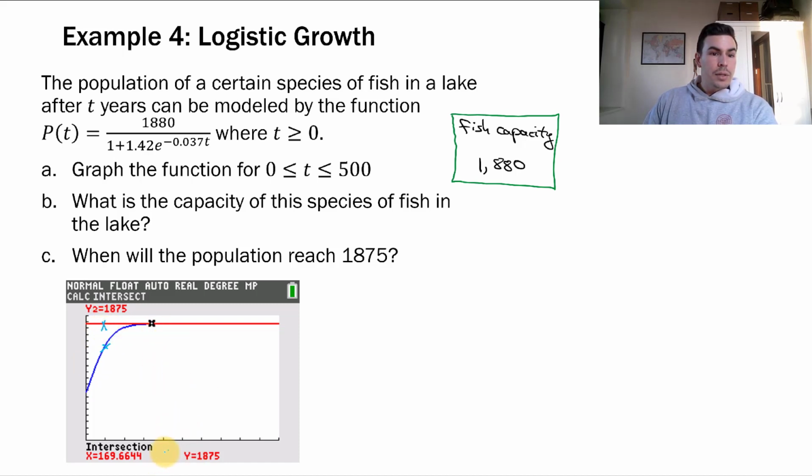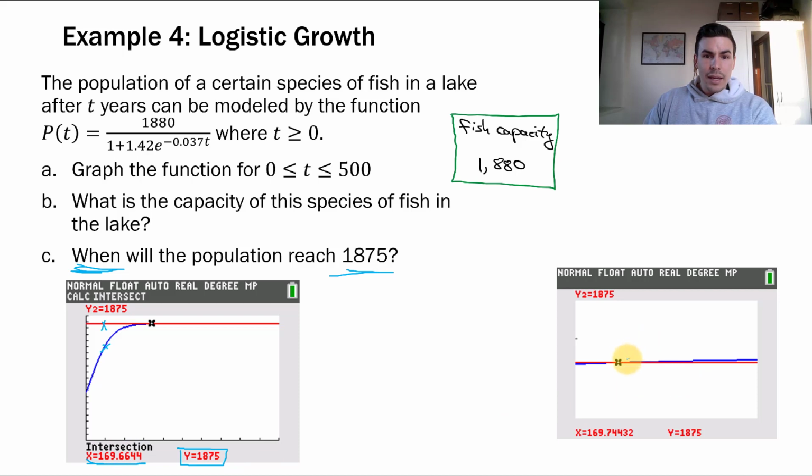The population of fish will reach 1875 at this x value here. Remember, x is time, and it's asking when the population will reach this value. I know that's kind of difficult to see. If you really zoom in, you can see where the blue is below, and then it comes above that horizontal red line. That's going to be at about 170 years.